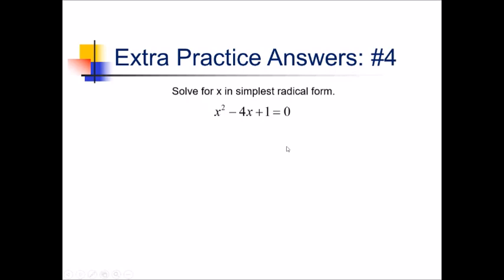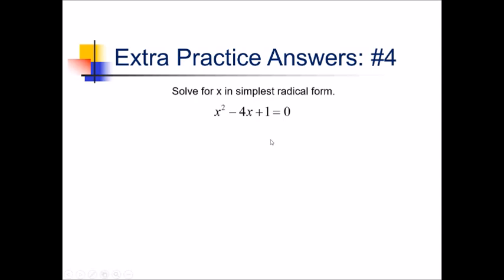For this problem, to solve for x, we can think about factoring it since it looks like an easy factoring situation, but then we'd be trying to find numbers that multiply to 1 and add up to negative 4, and there are no such numbers, at least none that are nice rational numbers.